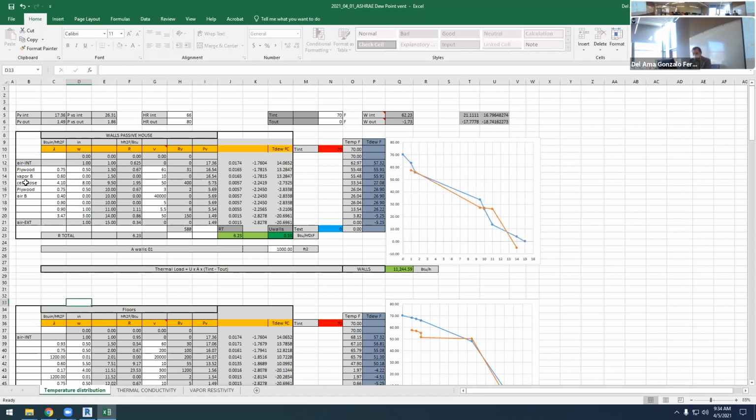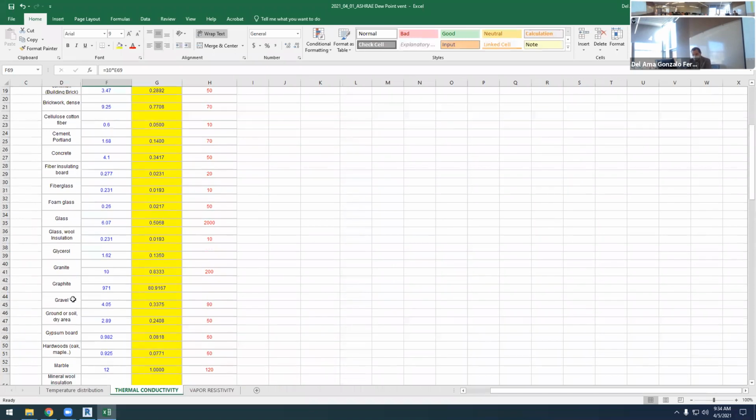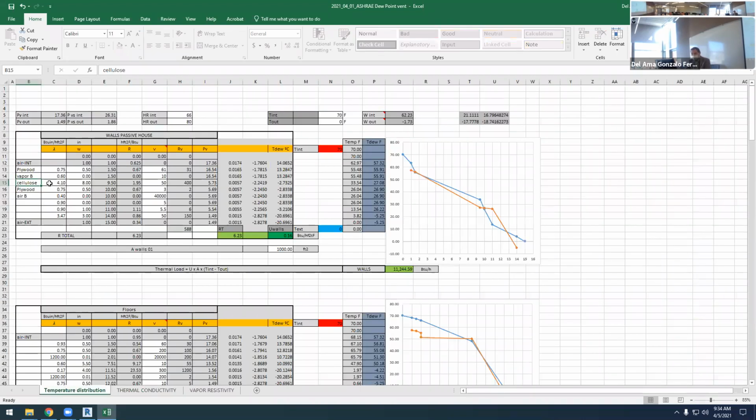What about the cellulose? We have to go to the thermal conductivity. There is cellulose here, 0.6. And what is the width? 8 inches. Okay, 8 inches. So this is plywood, 0.75. The width, ½ inch. Plywood, 0.75, ½ inch. And the cellulose, the conductivity is 0.6, the width 8.